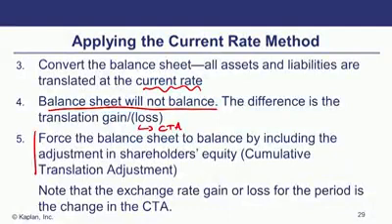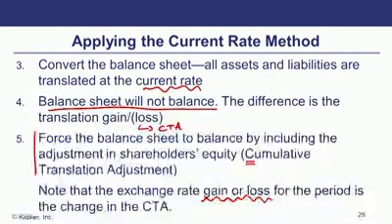Now, just be a little bit careful here. If the examiner asks you for this year's gain or loss, it's not the cumulative translation adjustment. Why? Well, the clue is in the first word here, cumulative. This is the total exchange rate gain or loss under the all current rate method.